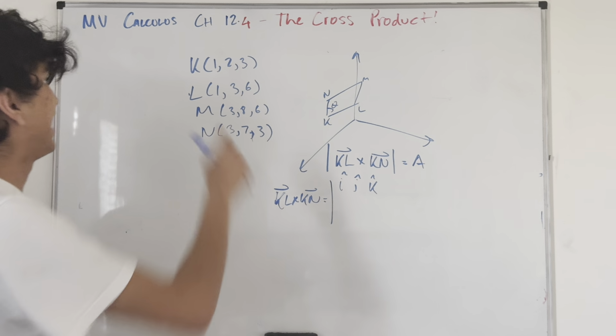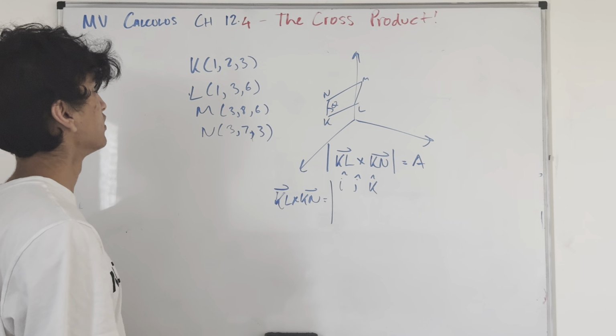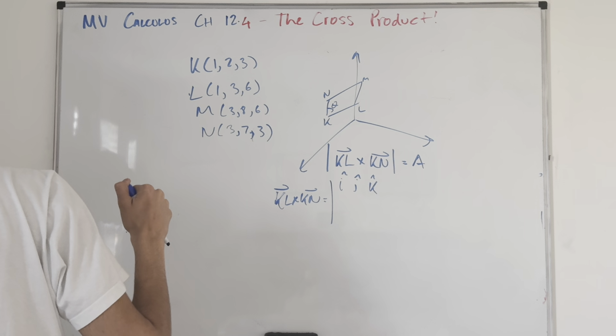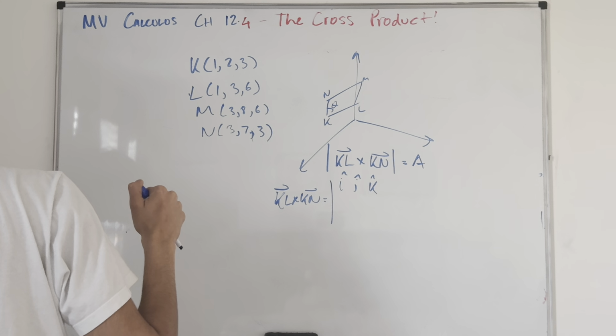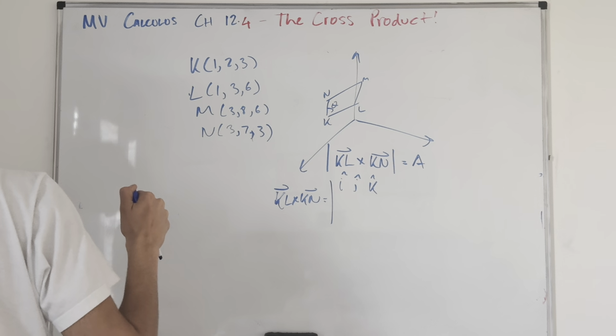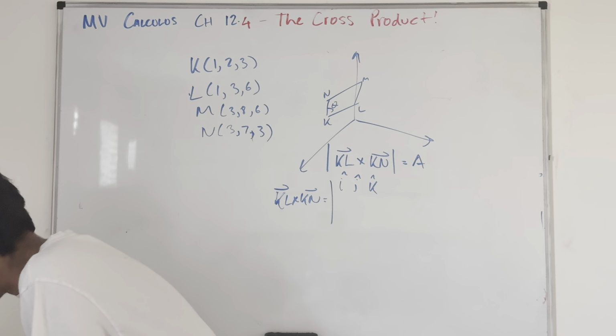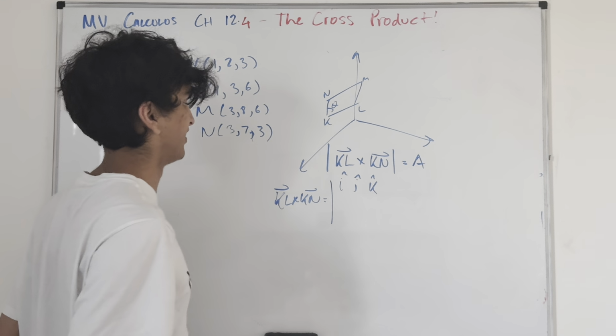So from K to L, wait, did I do this right? How on earth did I get that answer? How did I get this answer? K to L. All right, we're just going to do it this way, and we're going to see if it gets the right answer.